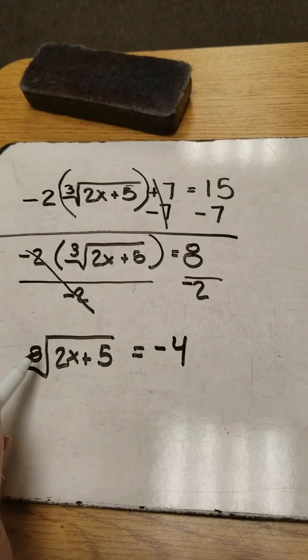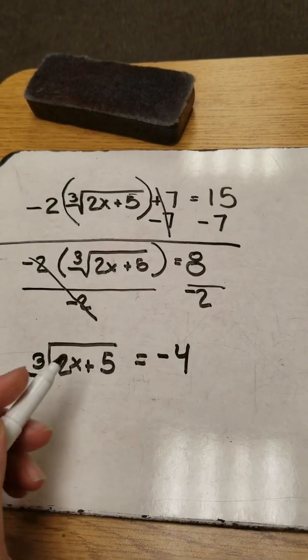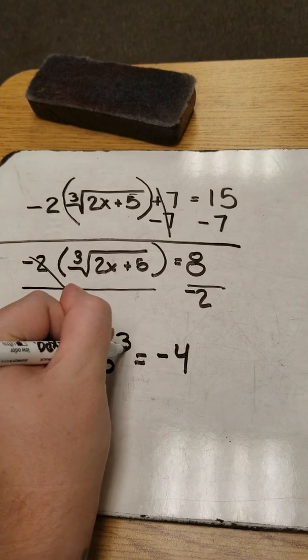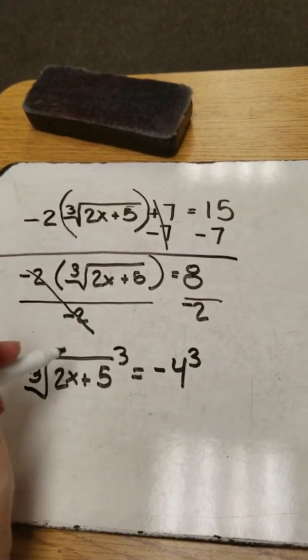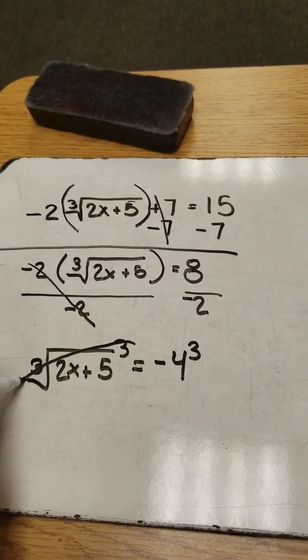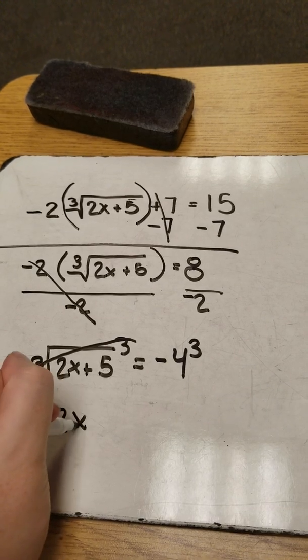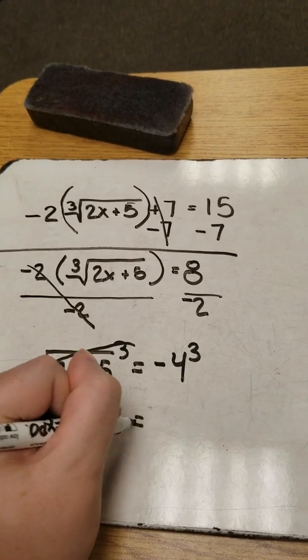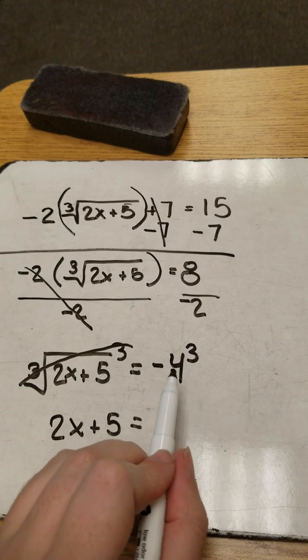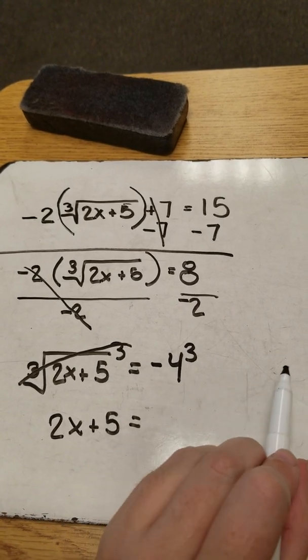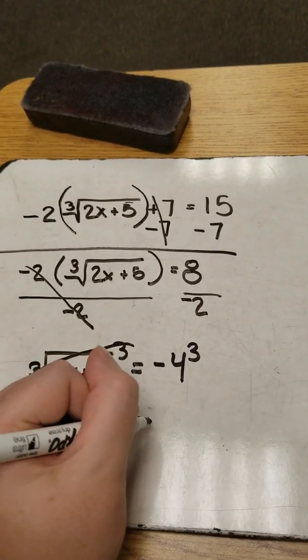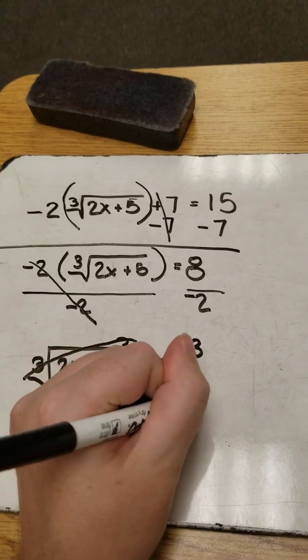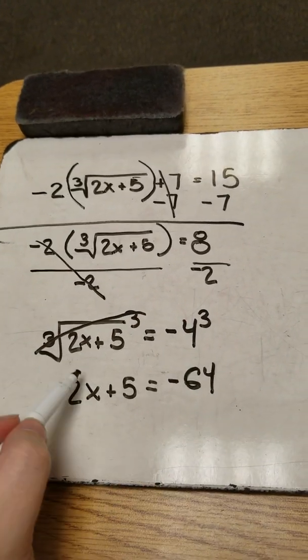Now, I have a cube, and it's all under the house. So I have to cube it. You guys are so brilliant. Okay, so that crosses that out. I'm left with 2x plus 5 equals, again, the same problem as last time, -4 times -4 times -4 equals -64. Now, I'm left with this 5 still.